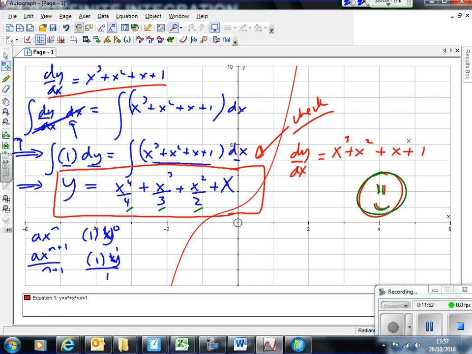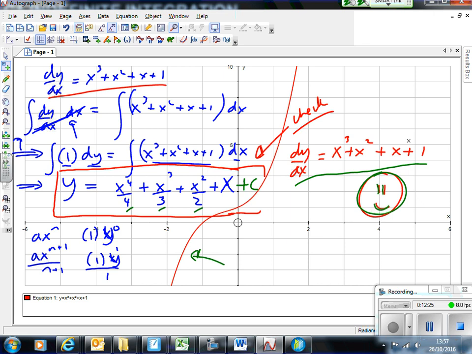What if that was plus 2? Or minus 5? Or minus a million? I would still get the same result because constants always differentiate to 0. So can you see, I don't know what my original curve was specifically. I don't know what that plus c is, that y-intercept. So that's why we must have a plus c in there, okay?